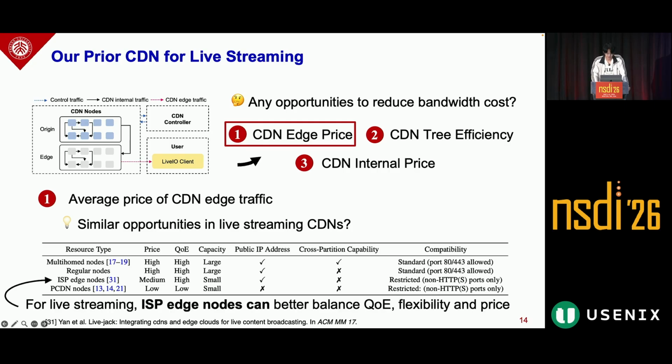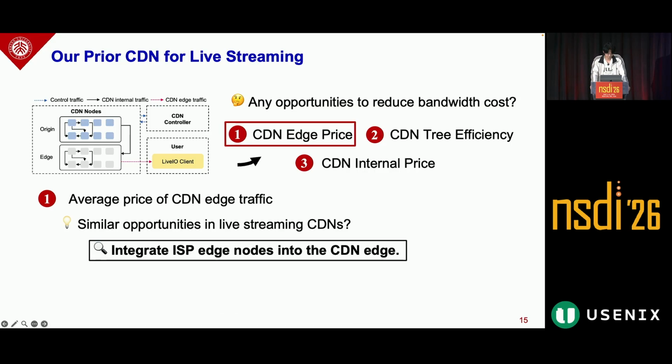However, ISPs provide cost-effective edge nodes at a medium price point, but still maintain high QoE and capacity. And after careful analysis, we decided that these ISP edge nodes are a better fit for live streaming CDN. So we should integrate these nodes into the edge to lower the average edge price.